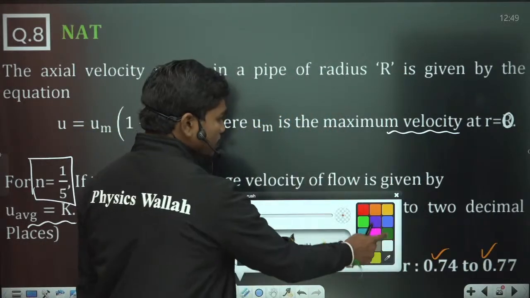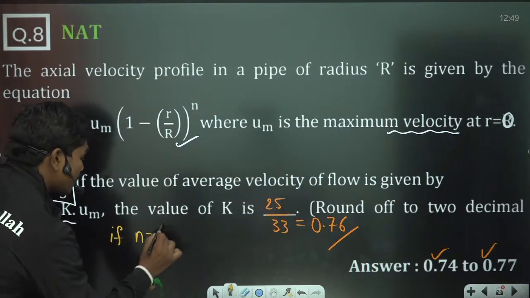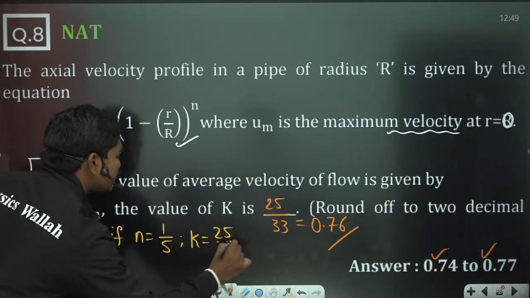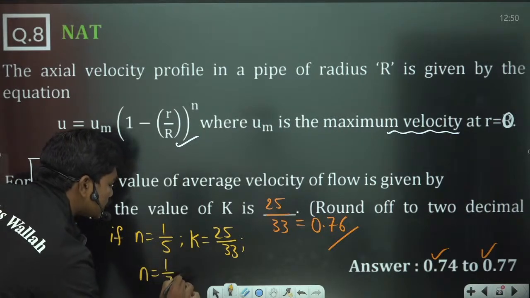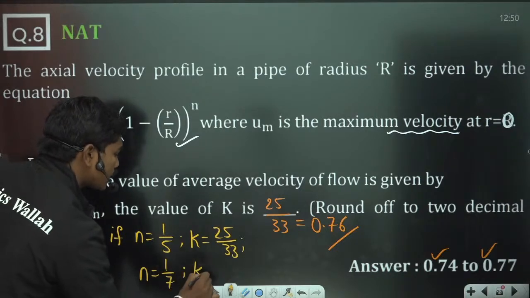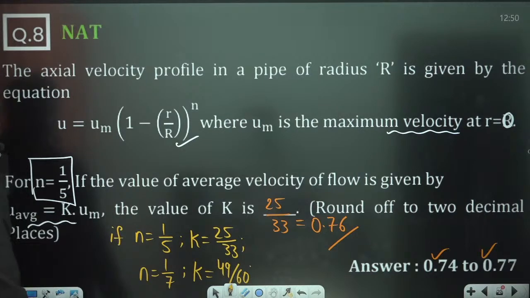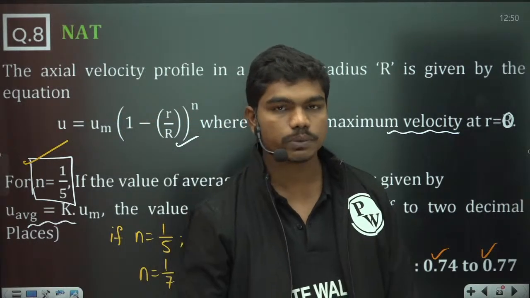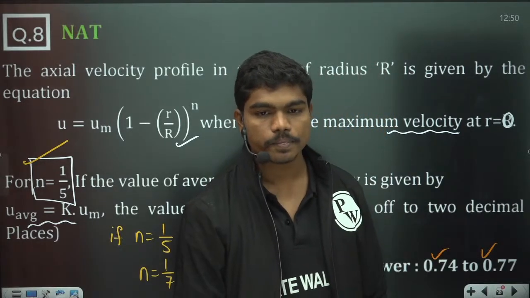Here, 2 important things you need to observe very carefully. If n is equal to 1 by 5, k value is 25 by 33, and when n is equal to 1 by 7, which is the most general case, because in turbulent flows we go for this 1 by 7th model, k value in that case is 49 by 60. So for n equal to 1 by 5, this k value is 0.76. Of course, mass conservation, but the concept of average velocity is important here.